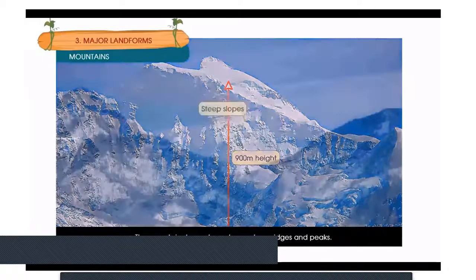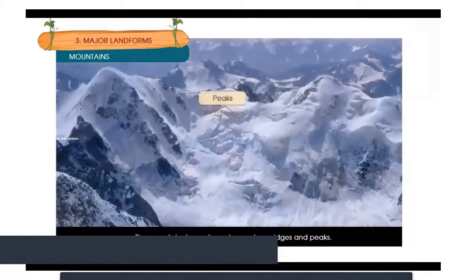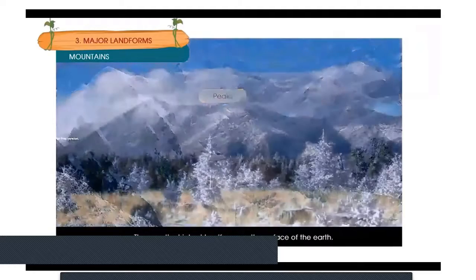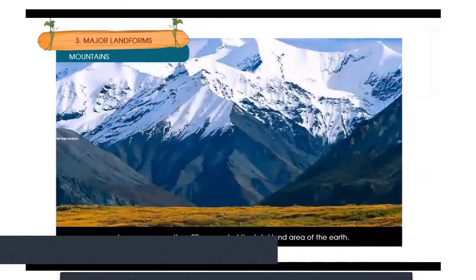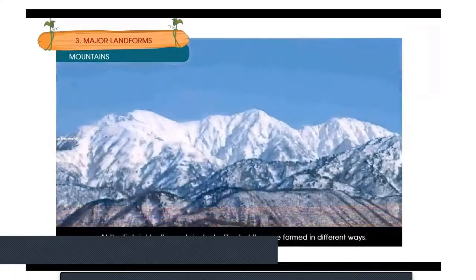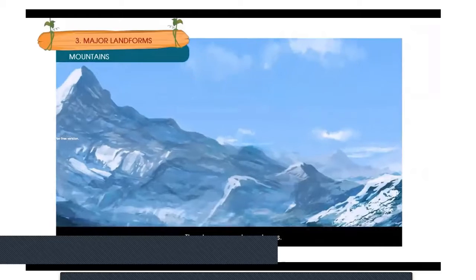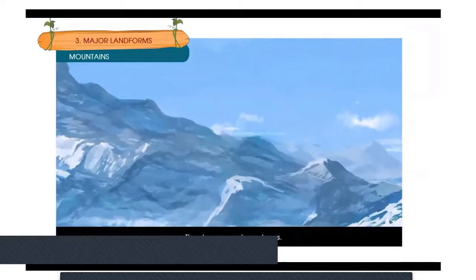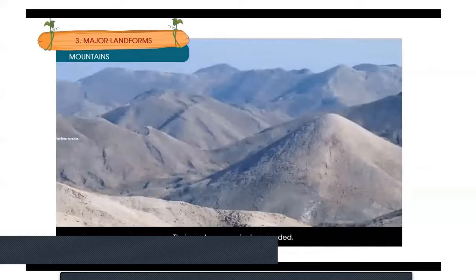The mountains have steep slopes, sharp ridges, and peaks. They are the highest landforms on the surface of the Earth. They cover more than 20% of the total land area of the Earth. At first sight, all mountains look alike, but they are formed in different ways. They differ in height and shape. They have very steep slopes. Their peaks are conical or rounded.